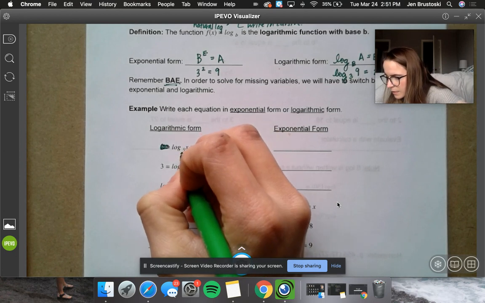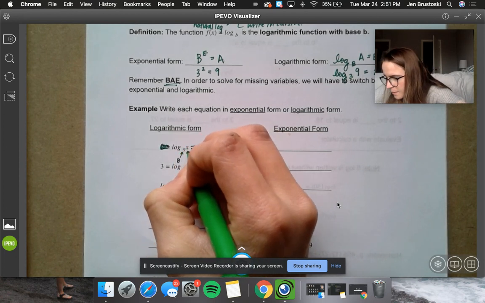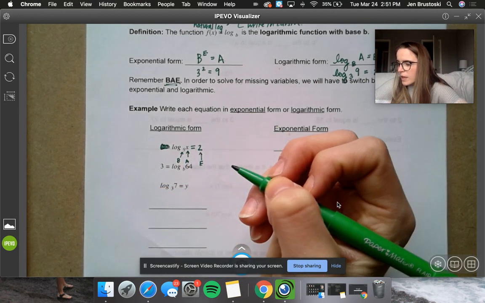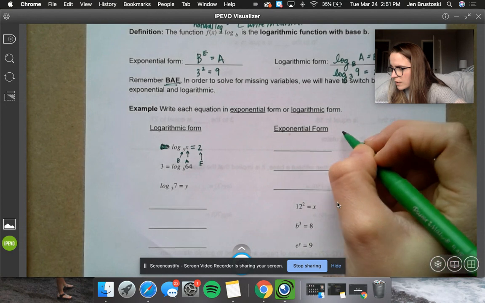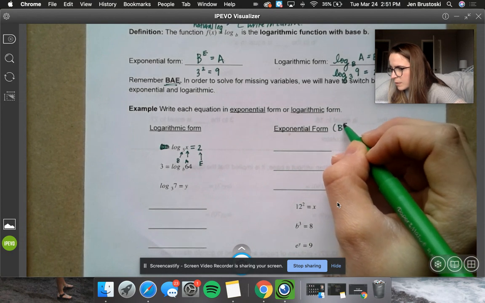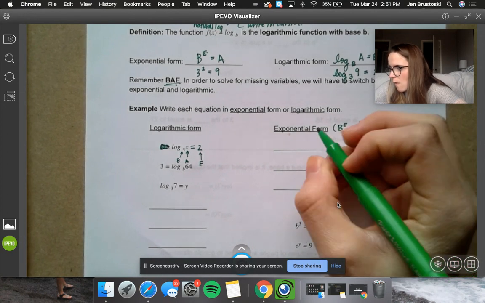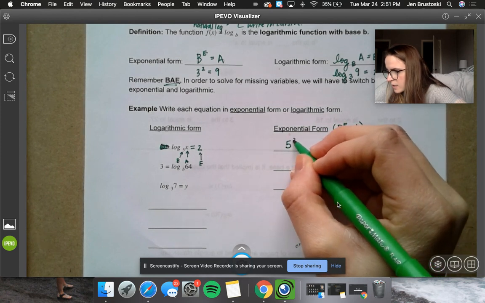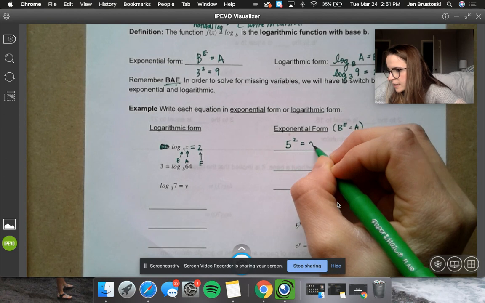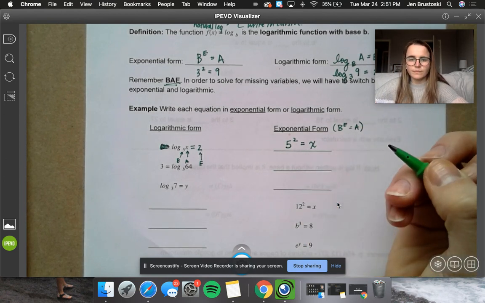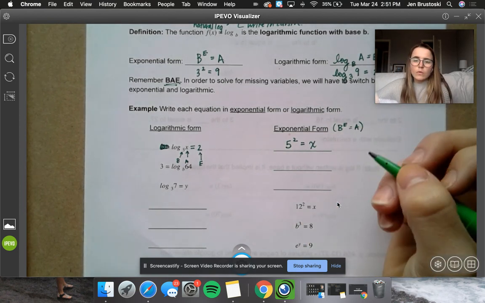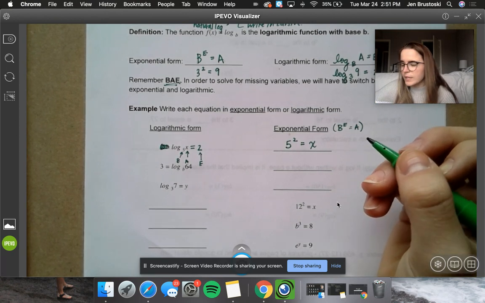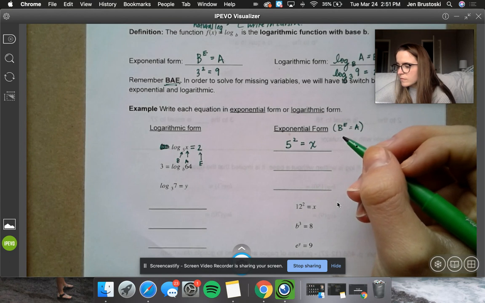So this is base, answer, exponent, because it's in bay form. And we need to put it into base, exponent, answer. So we've got 5 is our base, e is our exponent, and x is our answer. For now, we're just going to leave it like that. We're not going to switch it, or simplify it at all.